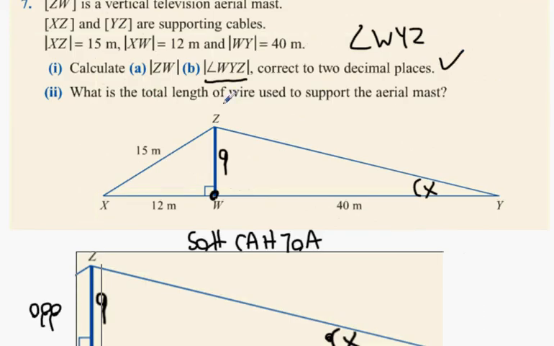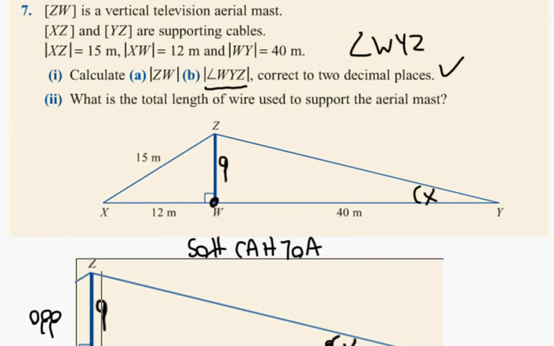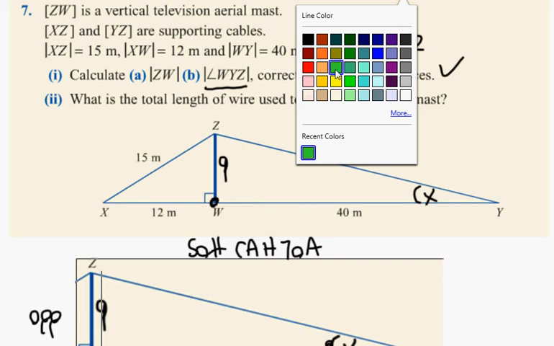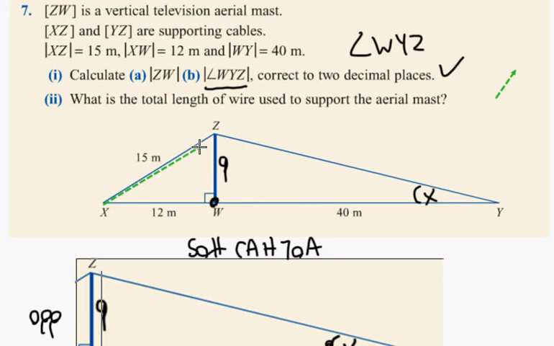What is the total length of the wire used to support the aerial mast? Now, let's colour in what the wires are. X, Y, and Y, Z are the supporting cables. So here are the supporting cables, guys. I'll highlight them now for you in green. That's a cable, and that's a cable. Does everybody see the two green cables? Now, I know the first one's 15. How do I find out what the second one is?